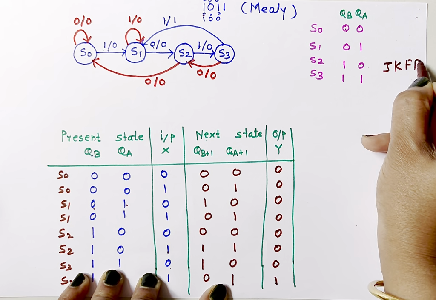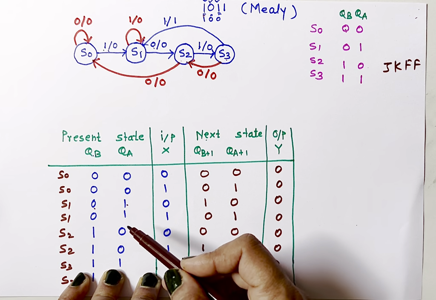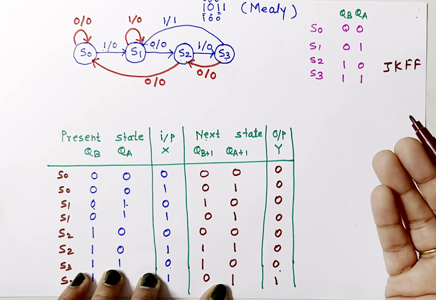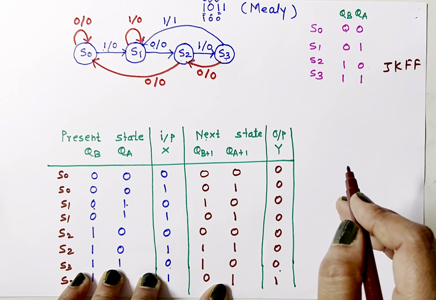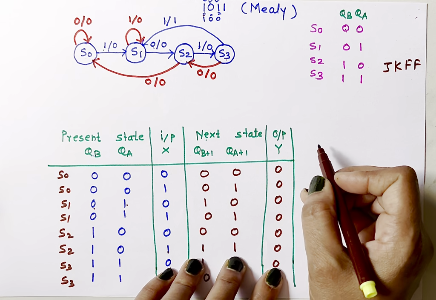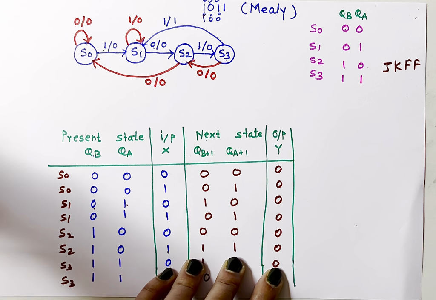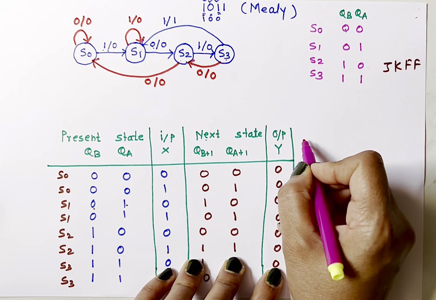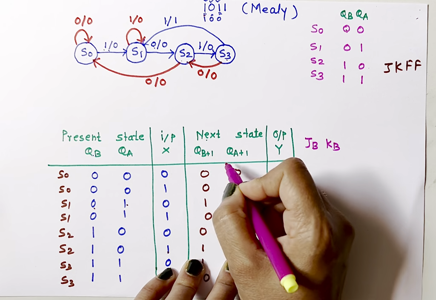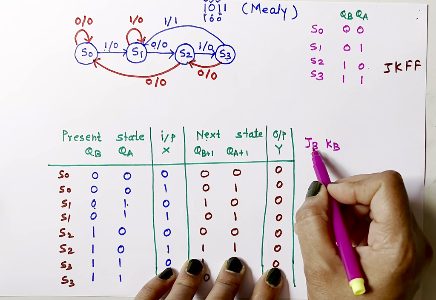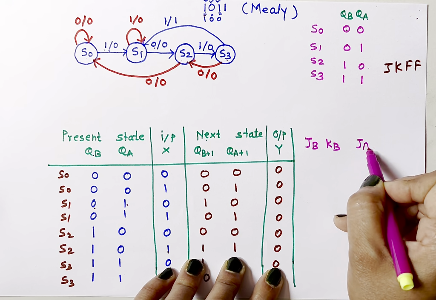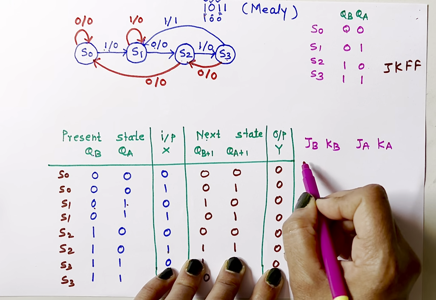JK flip-flops. So from present output and next expected output, when we want to identify values of inputs, we use excitation table. So here, by using excitation table, I'll find values for JB, KB, because I have two outputs, so I'll use two flip-flops. Input to flip-flop B is JB, KB, and here it is JA, KA.